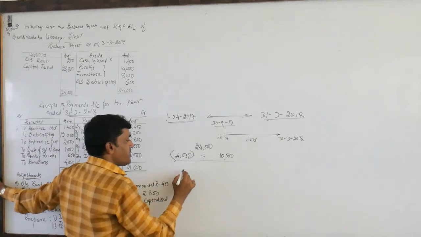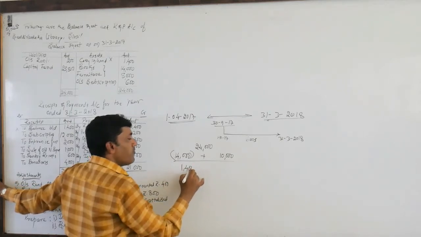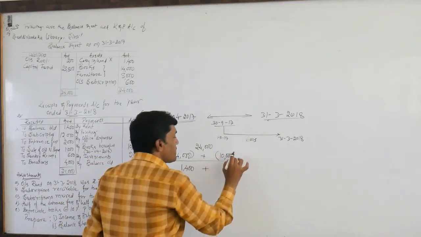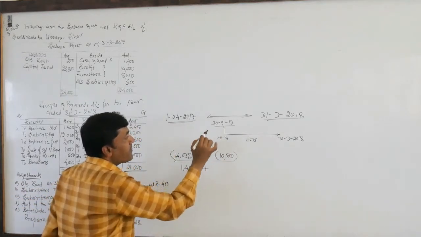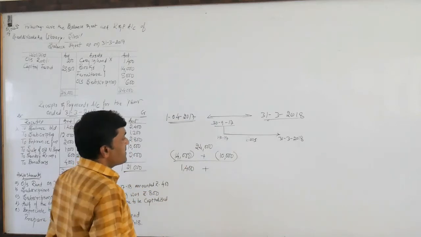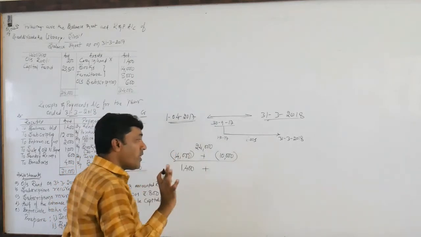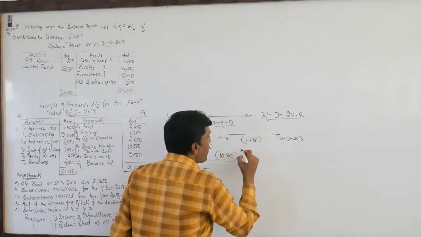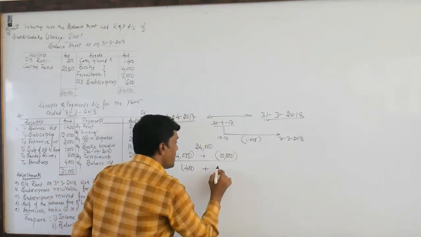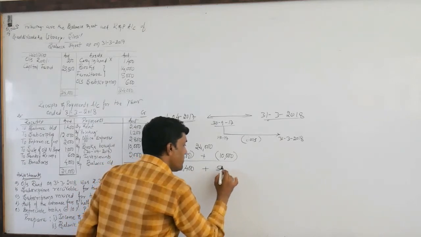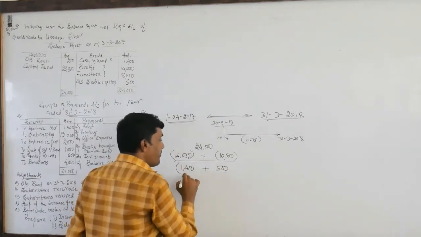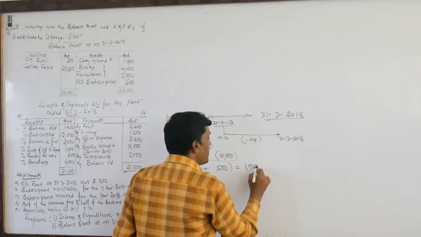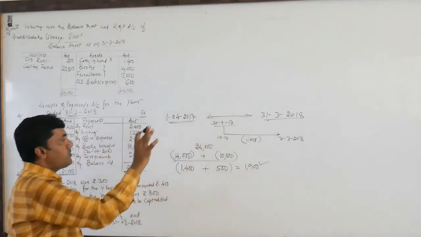The 10% depreciation means 1,400. Dear students, we need to concentrate. These additional books are purchased in the middle of the year. 10% of 10,000 is nothing but 1,000. But here we have used these additional books for only 6 months, which means the depreciation is 500. Total depreciation on books is 1,900. So please note down.